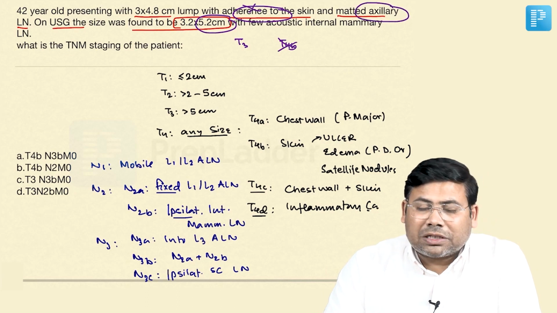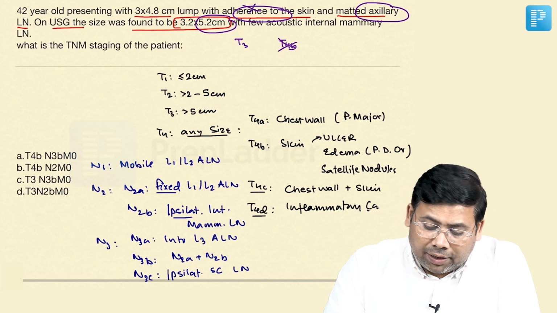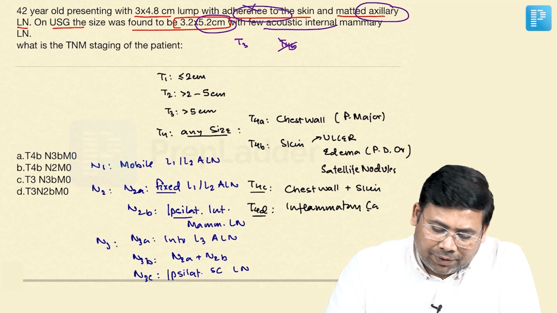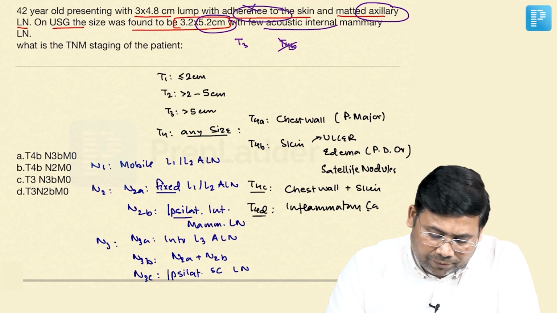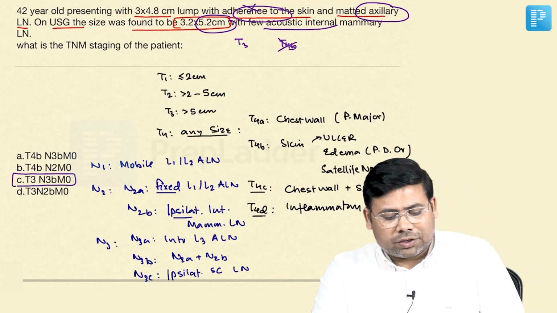Now axillary lymph nodes are present on clinical examination and they are matted, that is N2A. And then on ultrasound, few internal mammary lymph nodes. So that means it is a combination of N2A plus N2B. So it's N3B. So T3, N3B, M0 is the answer for this question.